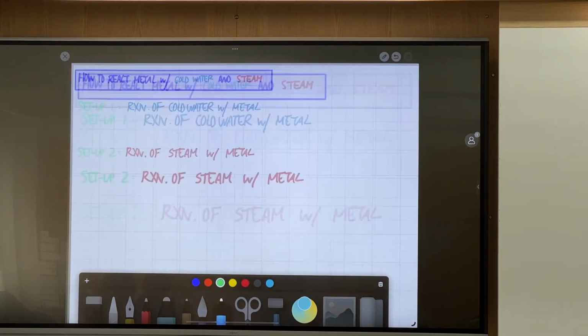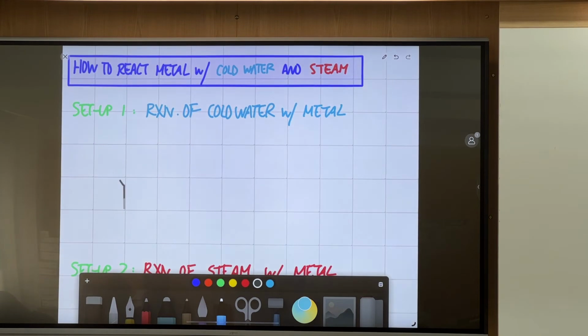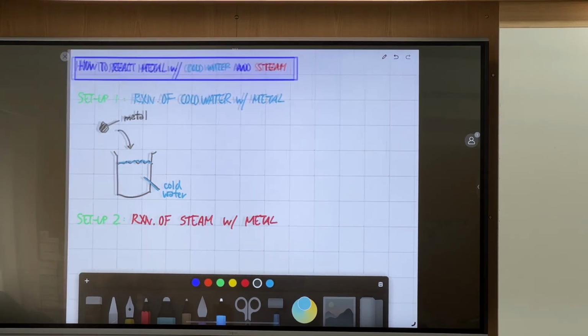Setup number one here. You just need a beaker, and you will just need a small sample of the metal that you want to test. So this is the metal, and this is a beaker of water, cold water of course. So you have cold water in here. You just need to drop the metal in, and that's it. So this is the setup for reacting cold water with metal.